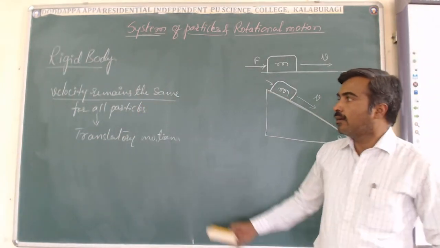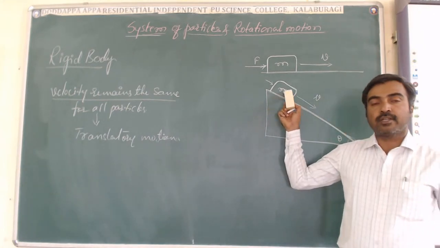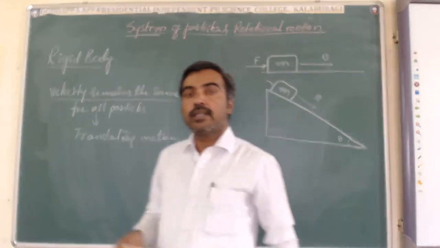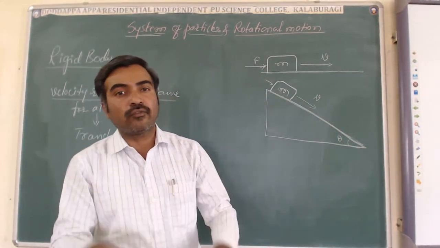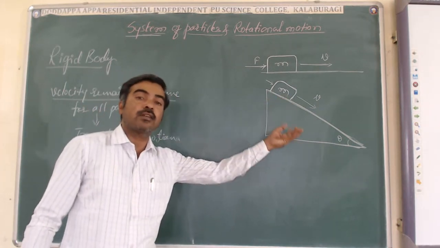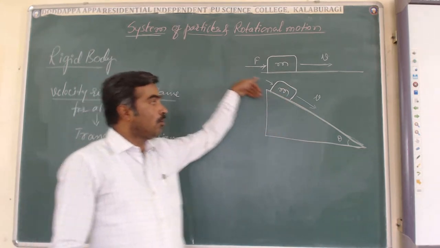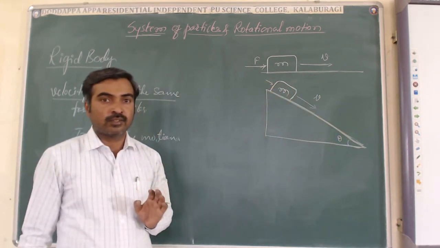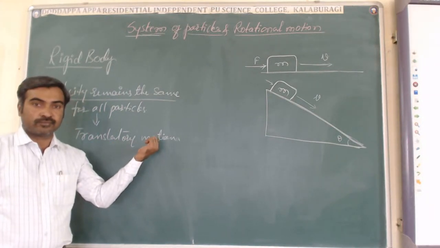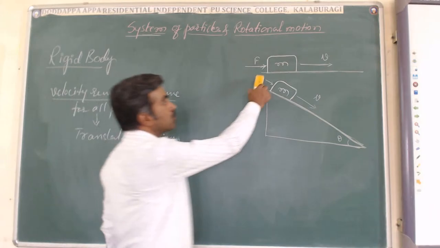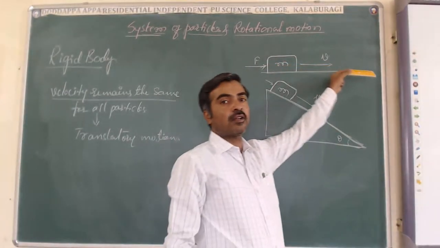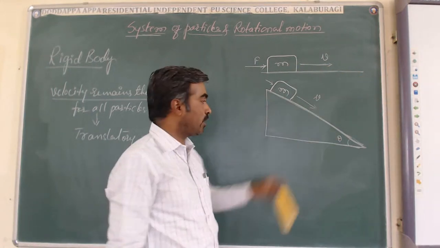Whenever the object starts moving, the velocity of all the particles is the same at that instant of time, and the entire body will move with the same velocity, or we can say that all the particles of the body move with the same velocity. So this we call translatory motion. Even on a horizontal surface, whenever the body moves, all the particles will move together. It is a simple example like a bicycle.